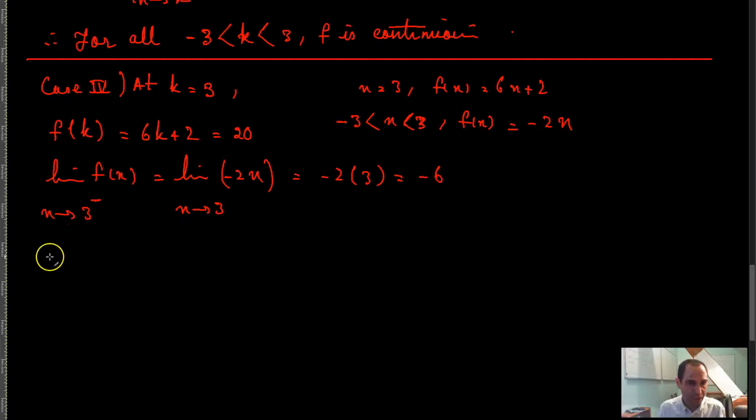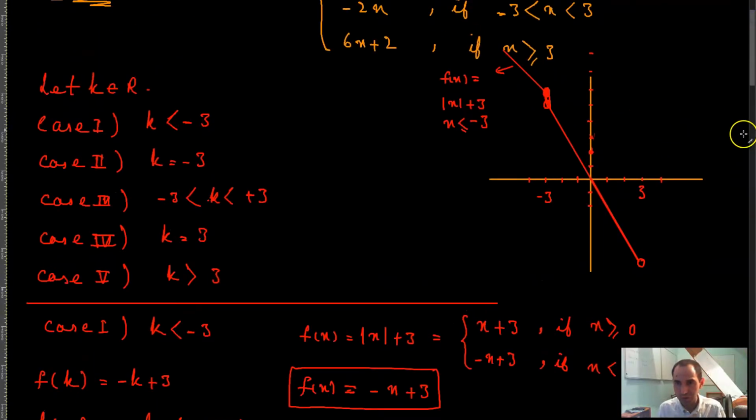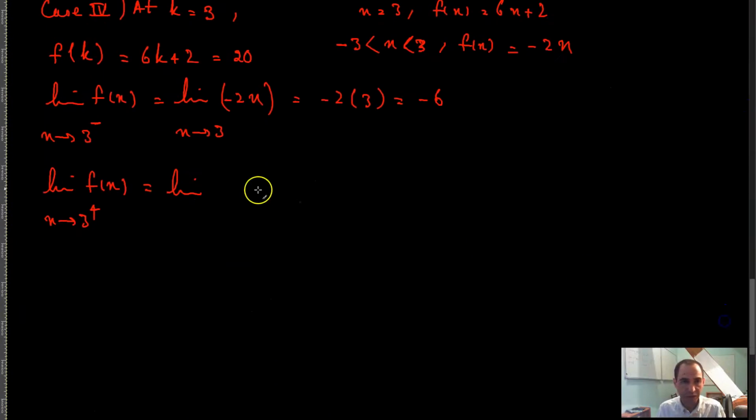Now, the limit of f of x as x tends to 3 from the right is the same thing as the limit of, so you have to use this part of the function, which is essentially 6x plus 2.